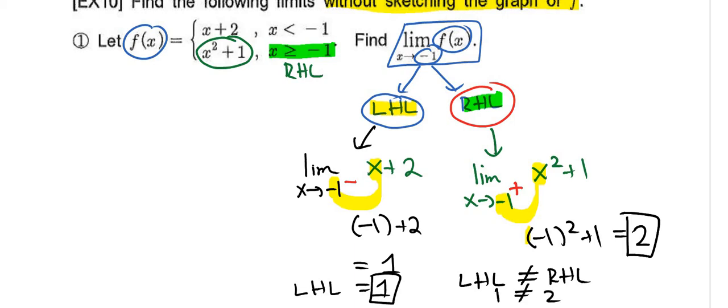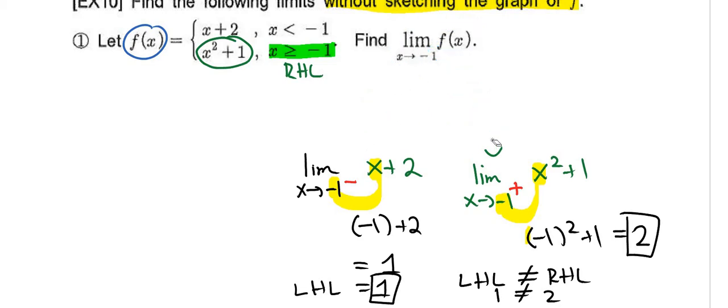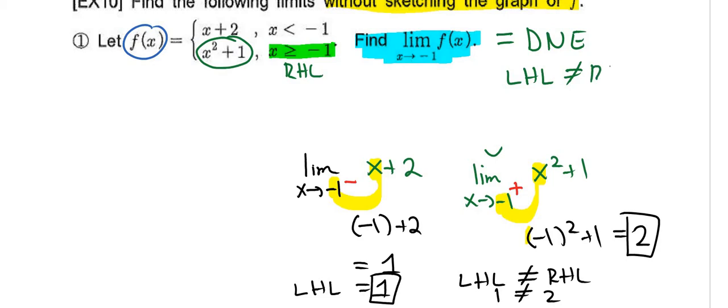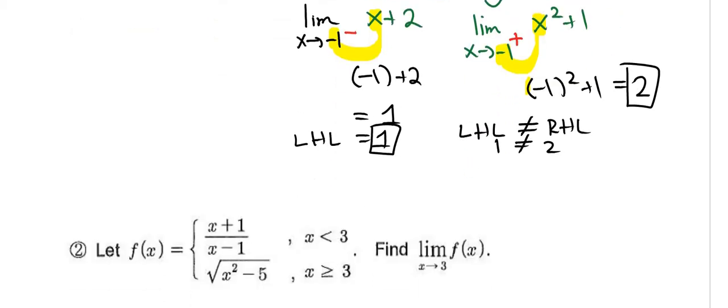So if I go back to my original problem, this part here in blue, the answer is does not exist, because the left-hand limit does not equal the right-hand limit; the left-hand limit was 1, and 1 does not equal 2. And that's how we can approach a piecewise function problem without actually sketching the graph. All right, let's move on to the next questions now.